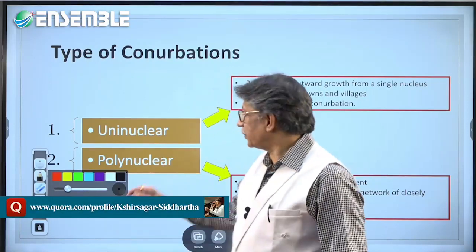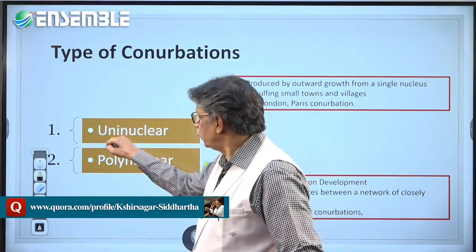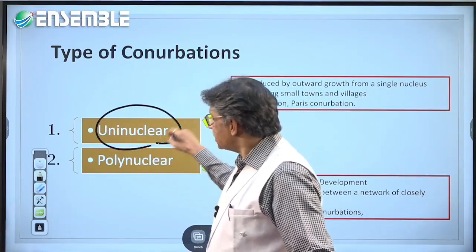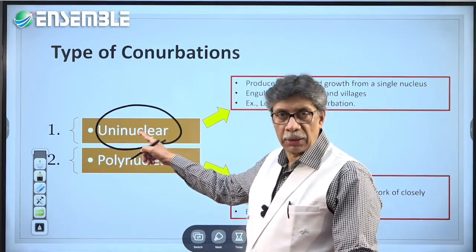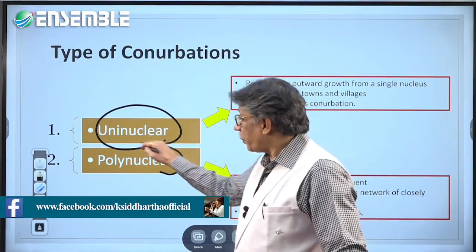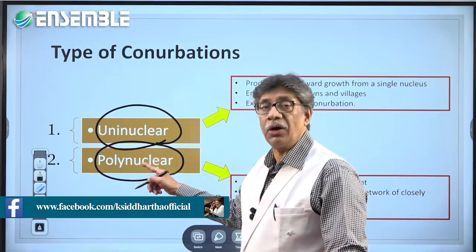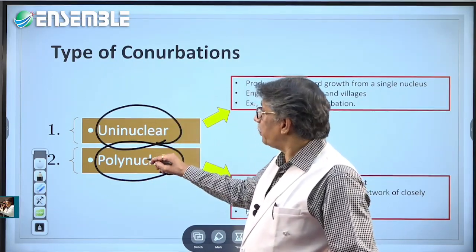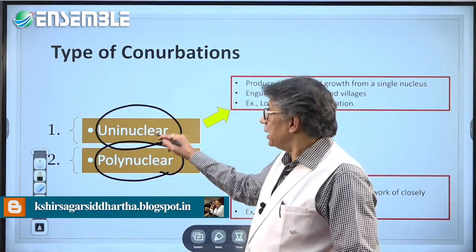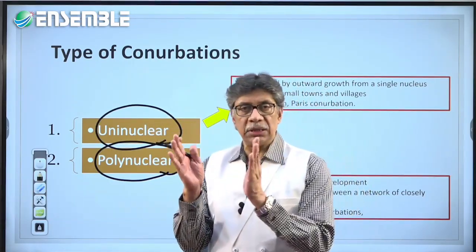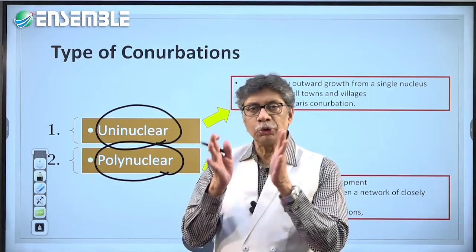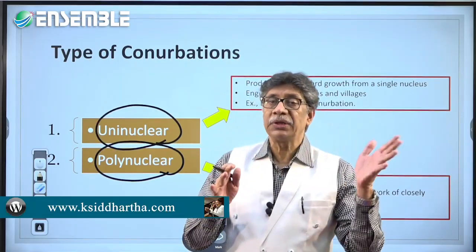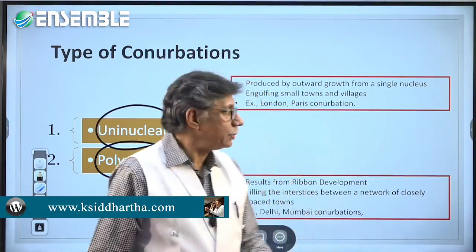For example, one of them is uninuclear. Uninuclear, as the name suggests, means one nucleus. Polynuclear or polycentric means many nuclei. So one is unicentric or uninuclear, the other is polycentric or polynuclear. That means one has one center or one nucleus, and the other has many of these nuclei. You are going to find examples of it as well.